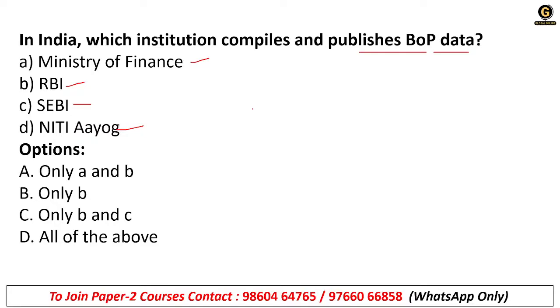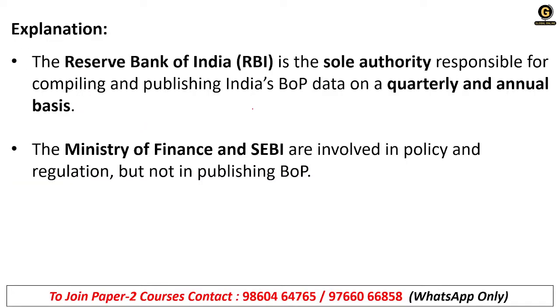So that is none other than the RBI. The RBI is the responsible body who publishes the BOP data. Reserve Bank of India is the sole authority responsible for compiling and publishing India's BOP data on a quarterly and annual basis. Sometimes the Reserve Bank of India gives the data quarterly, and sometimes annually.